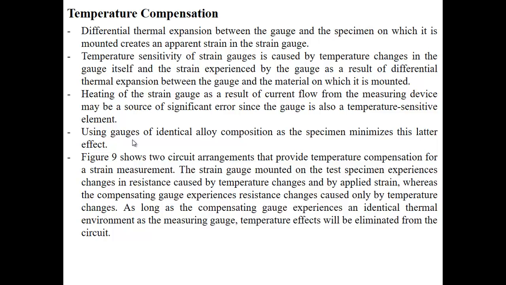Using a gauge of identical alloy composition as the specimen minimizes this latter effect. So from that, using a gauge with the identical alloy composition will minimize the problem, it minimizes the effect.